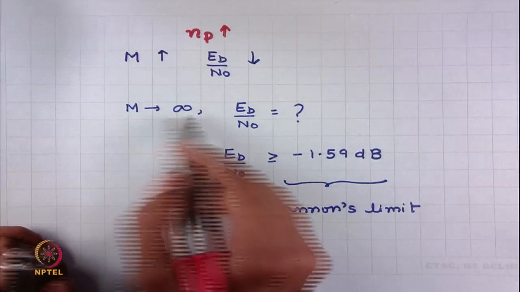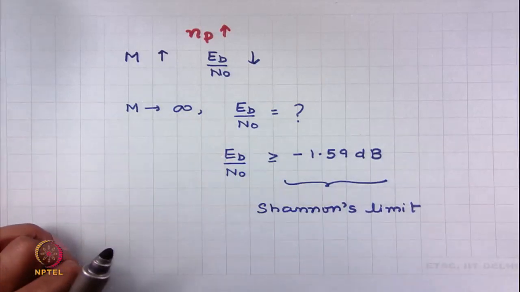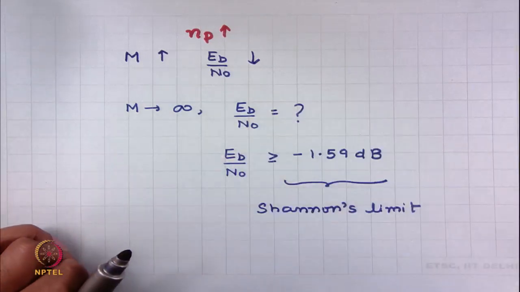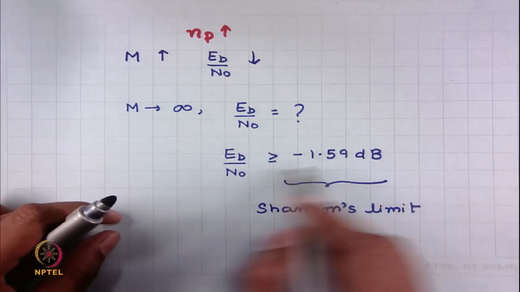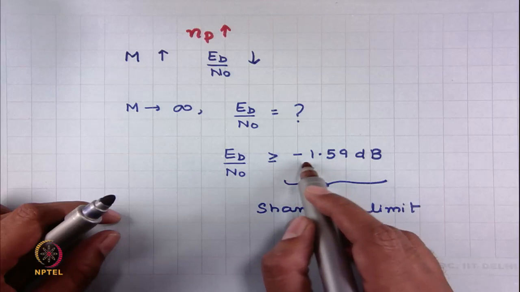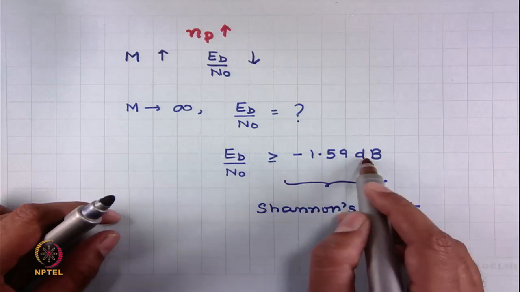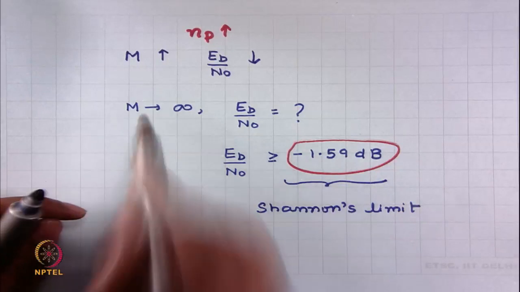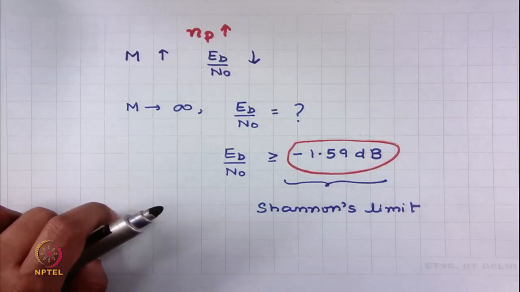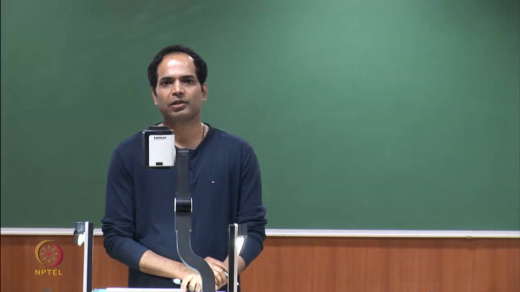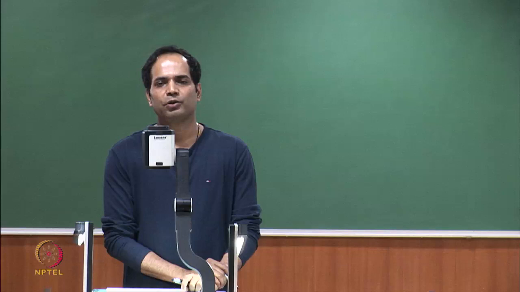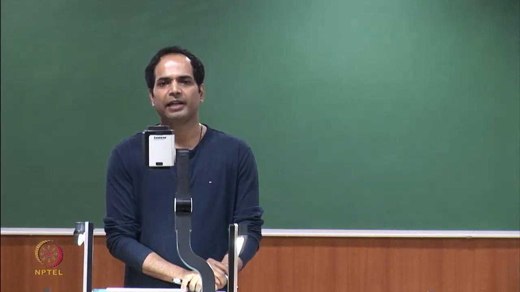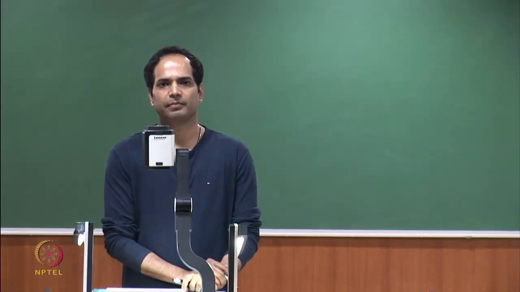So, what happens if I increase this m to infinity? What will be the Eb/N0 requirement in that case? The first thing that we will see in this lecture is that the Eb/N0 requirement will drop to somewhere around minus 1.59 dB if you have m as infinity. So, we will show in this lecture that as m tends towards infinity, the Eb/N0 requirement drops to as small as minus 1.59 dB.